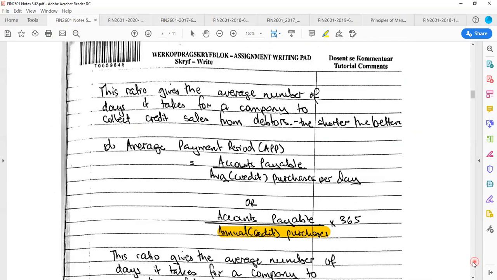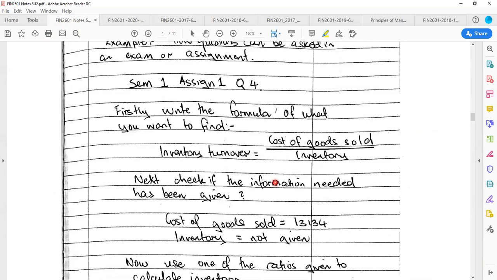The idea behind ratios is that when you read the question and you see what's being asked, always start by writing the formula for what you want to find. That's always the starting point. You simply stop, read the question carefully, and write down the formula of what you want to find. So we want to find inventory turnover, and our inventory turnover is given by cost of goods sold over inventory.